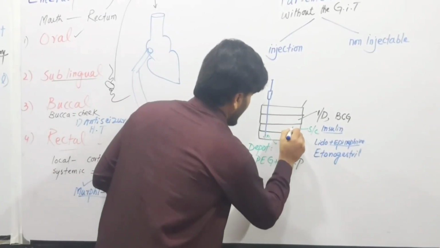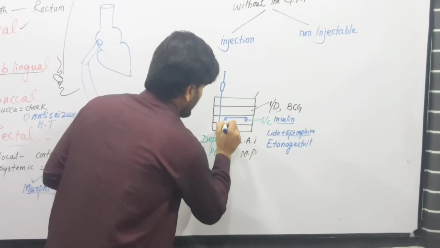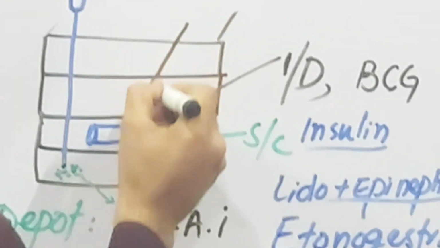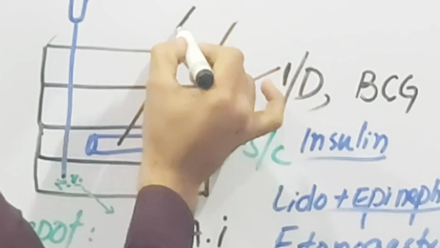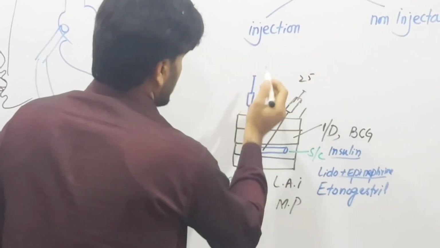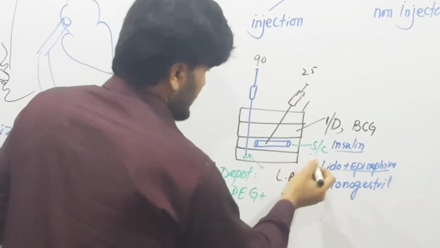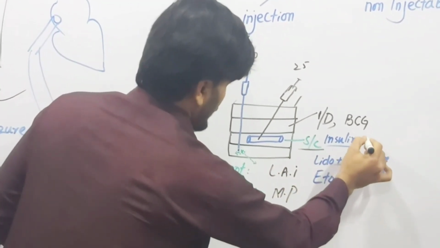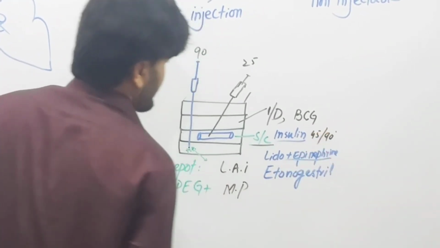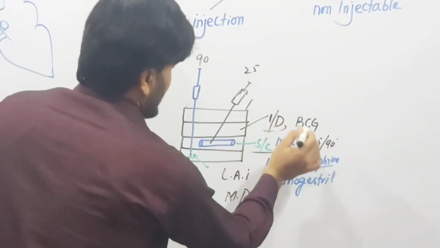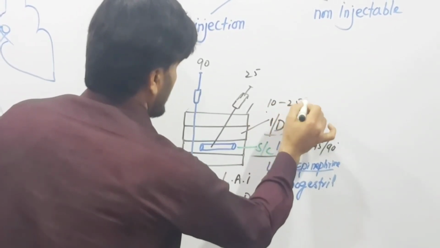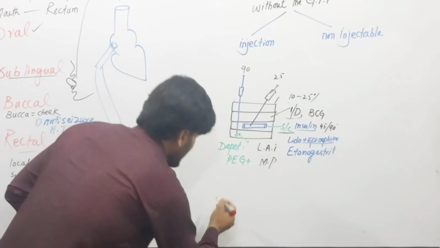Another route is the intravenous route, in which the drug is administered directly into the vein. This is mainly done at a 25 degree angle, and intramuscular at a 90 degree angle. Subcutaneous administration is done at both 45 and 90 degree angles, and intradermal administration is done from 10 to 25 degree angle.